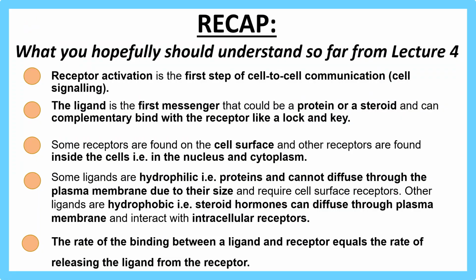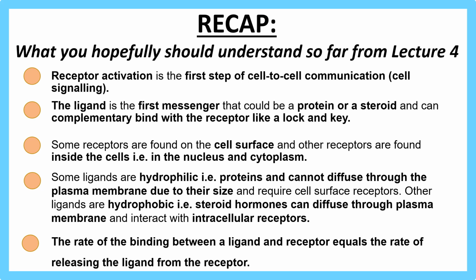So last lesson, hopefully you should have understood that receptor activation is the first step of cell-to-cell communication. The ligand is the first messenger that could be a protein or a steroid and can complementarily bind with the receptor like a lock and key. Some receptors are found on the cell surface and other receptors are found inside the cells, i.e. in the nucleus and cytoplasm.